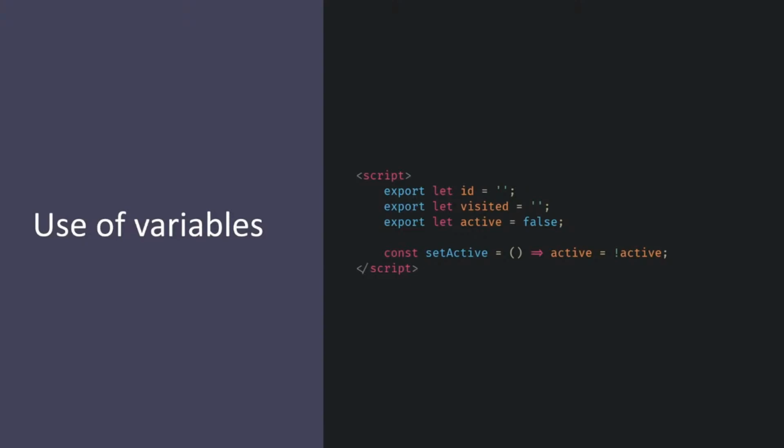Using variables in the script is quite easy. Here is version 3. I'm not sure what I can tell about this. It's easy. Active equals not active, and it's changed.